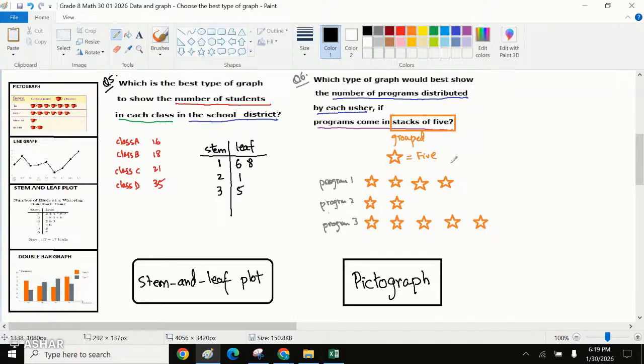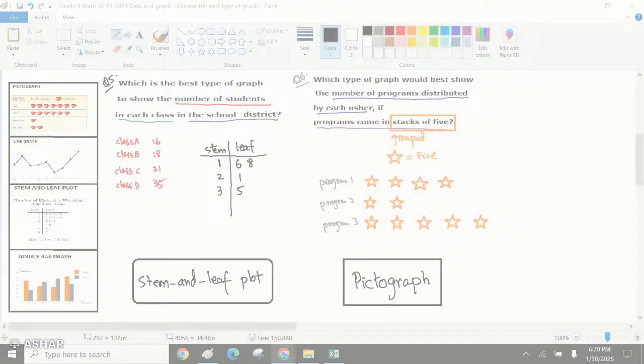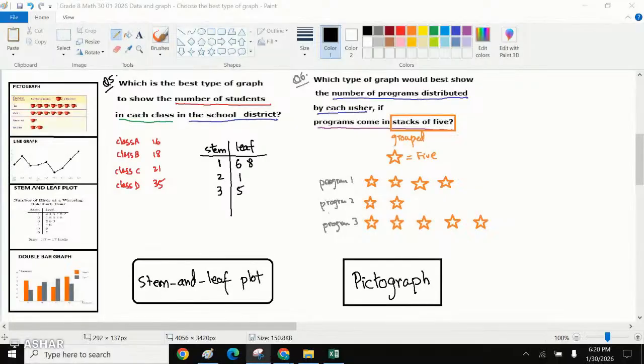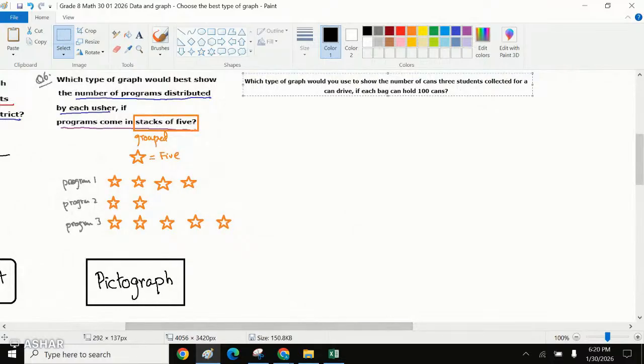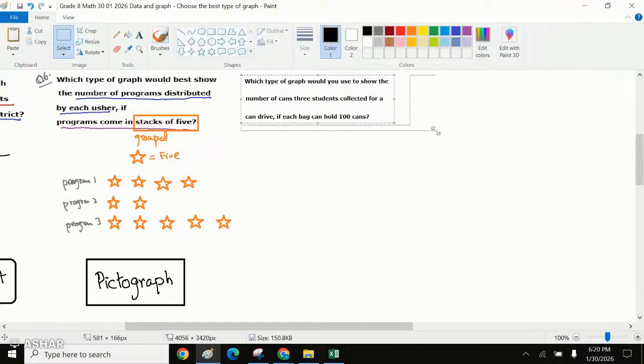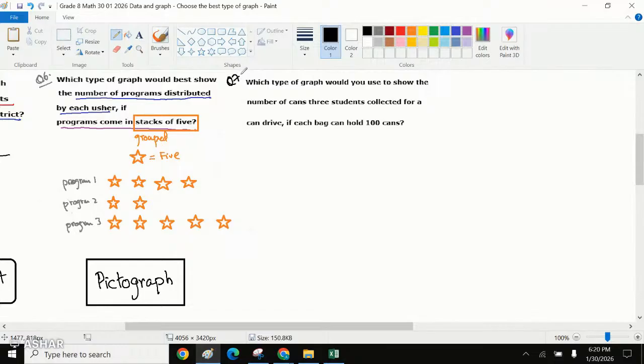Moving ahead to the next question, it says, which type of graph can you use to show the number of cans? Let me just realign this first so that we have more space. The question number 7 says, which type of graph would you use to show the number of cans? There's the number of cans. How many students? 3 students collected for a can drive.